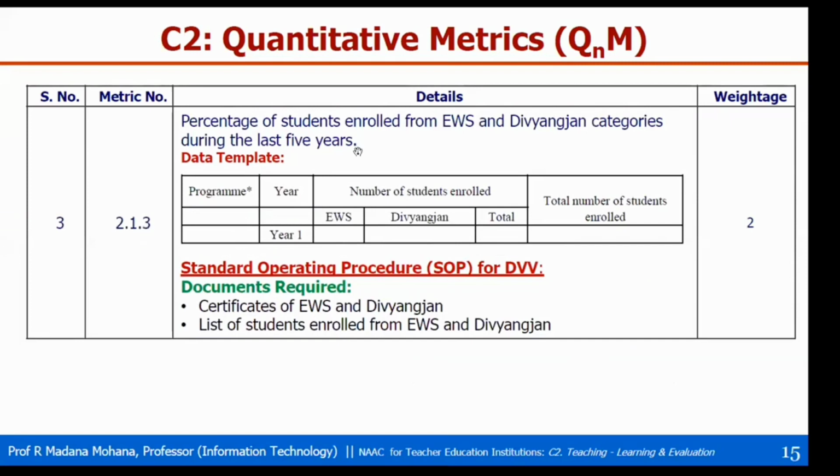Then 2.1.3, percentage of students enrolled from EWS. So this was introduced recently. EWS and Divyangan, that is physically challenged categories, for the last 5 years, which carries 2 points. The data template here is also year-wise: number of students enrolled EWS, Divyangan, total, then total number of students enrolled. Here, what are the documents required for this, for DVV? Certificates of EWS and Divyangan, so their reservation certificates. The list of students enrolled from EWS and Divyangan. You need to provide all these details.